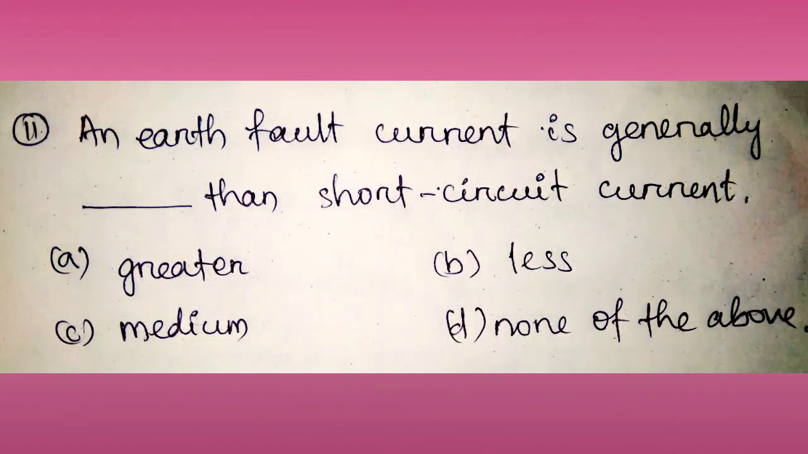Question number 11. An earth fault current is generally dash than short circuit current. Option A greater, option B less, option C medium, and option D none of the above. An earth fault current is generally less than short circuit current. The correct answer is option B, less.